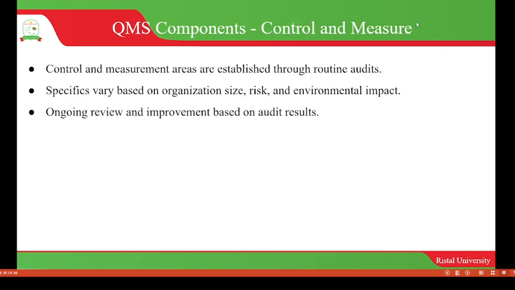So there's also control and measure in the quality management system. Control and measurement areas are established through routine audits. If there is auditing or verification, it will help us to identify which areas are to be controlled or measured. Then specifics vary based on organization size, risk, and environmental effect. Ongoing review and improvement based on audit results.